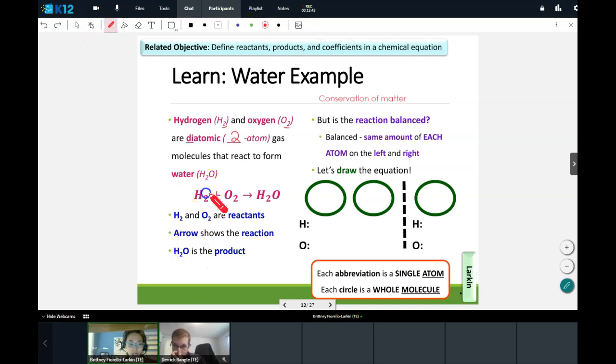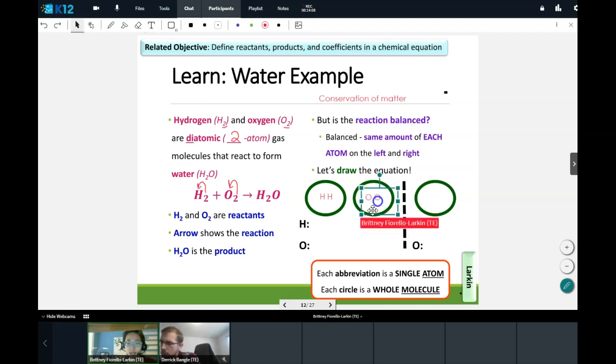Tell me in the chat, how many hydrogen atoms are in H2? Look at the subscript. Thank you. I see Tara, I see Rosa, I see Sophia, Alexis. Yeah, we have 2 hydrogens in H2. How many oxygens do we have in O2? Look at its subscript. Yeah, also 2.